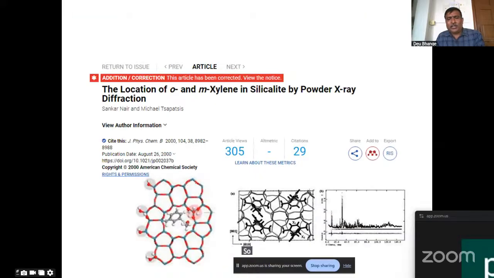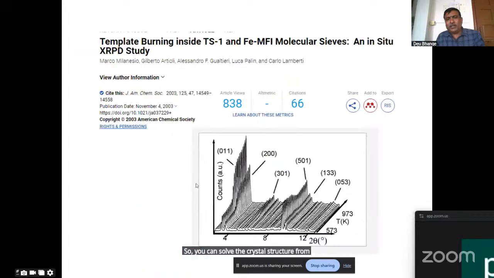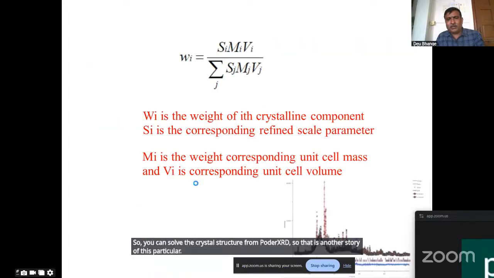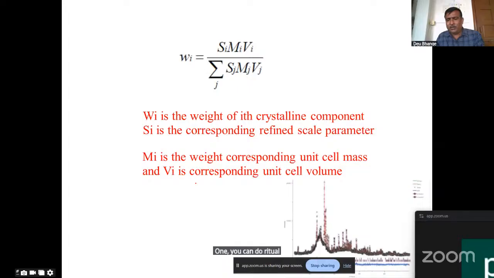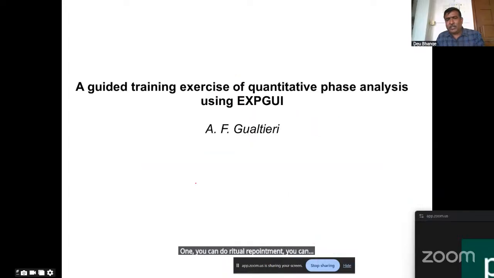You can solve the crystal structure from powder XRD. That is another story. You can do Rietveld refinement. You can determine the composition of a mixture of 6-7 compounds at a time.